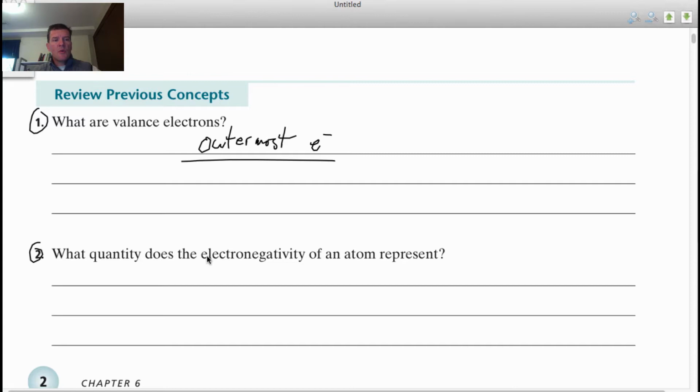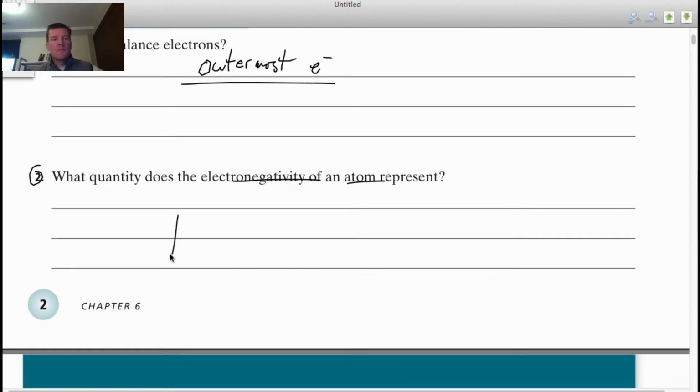Number two says, what quantity does the electronegativity in an atom represent? It represents the pull on electrons in a chemical bond. So how well does that particular atom pull on shared electrons? Does it really want to get them close to the nucleus like small atoms do, or is it harder for it to do that like large atoms?